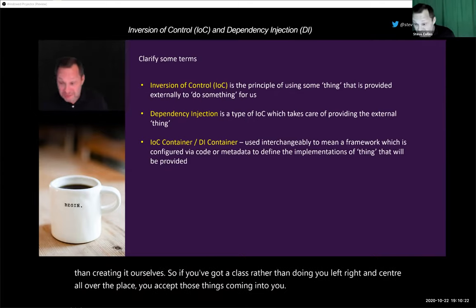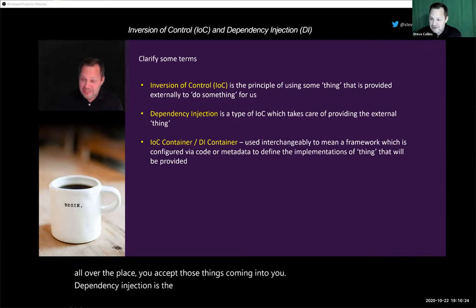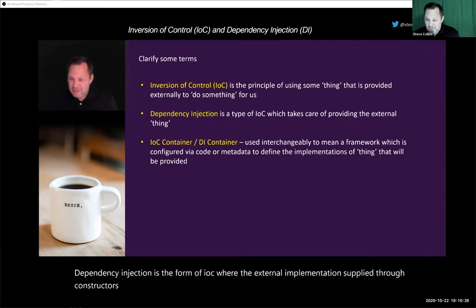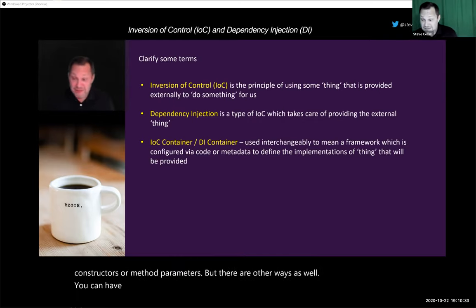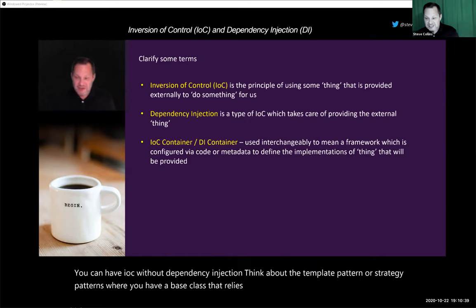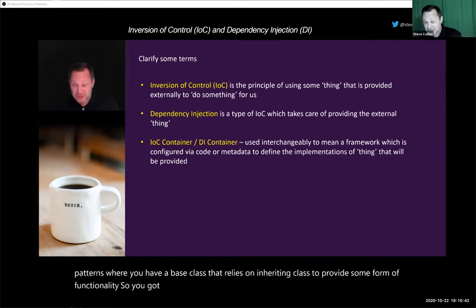Dependency injection is the form of IOC where the external implementations are supplied through constructors or method parameters, but there are other ways as well. You can have IOC without dependency injection. Think about the template pattern or strategy patterns, where you have a base class that relies on an inheriting class to provide some form of functionality. So you've got an abstract class that says you must implement this and so on and so on.